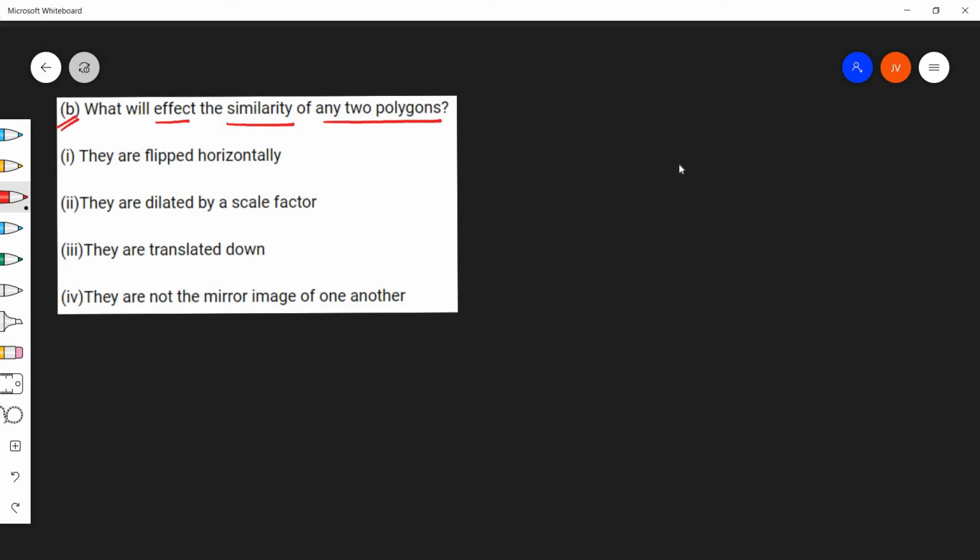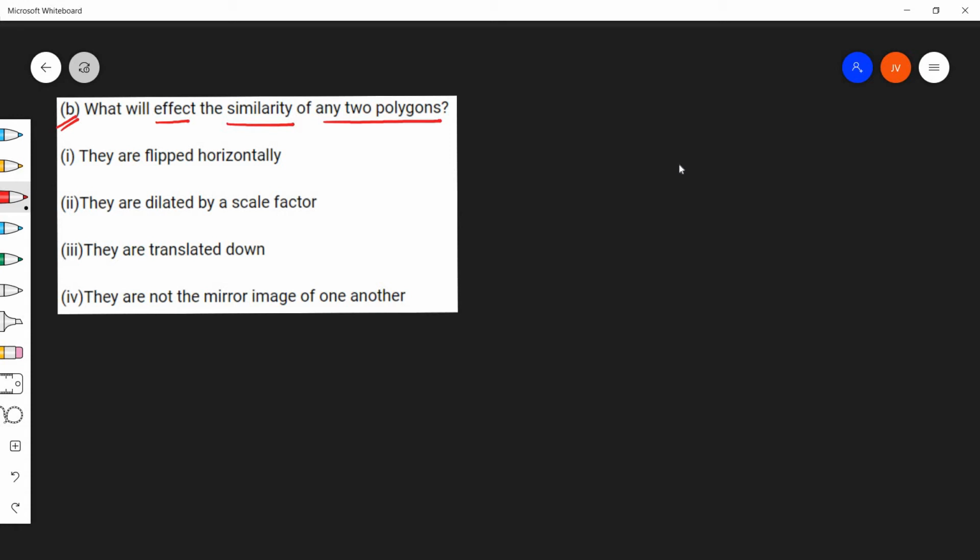So the first bit is they are flipped horizontally. If you flip horizontally, then also similarity is not affected. Second bit is they are dilated by similar scale factor. Dilated means in a way the word has come from dilution. That means you can zoom in, zoom out, make a triangle or a polygon big or small. Will the similarity be affected? Similarity will not be affected if you dilate by scale factor, because in similar triangles the corresponding sides are drawn based on scale factor. So on dilation, similarity will not be affected.